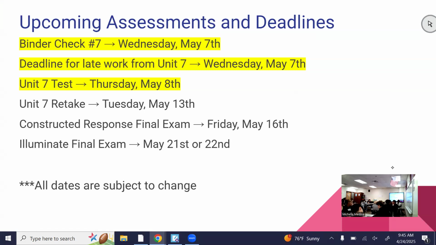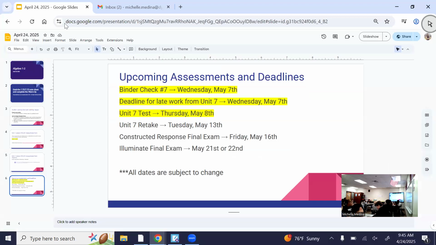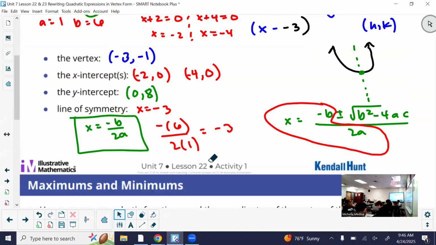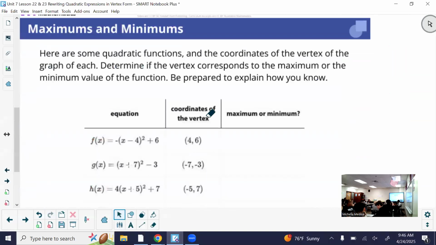Next week, all you should have to do is the stuff that I give you in class. You should have enough time to do it. But, you know, the study guides are available. You should be preparing for that last unit test.